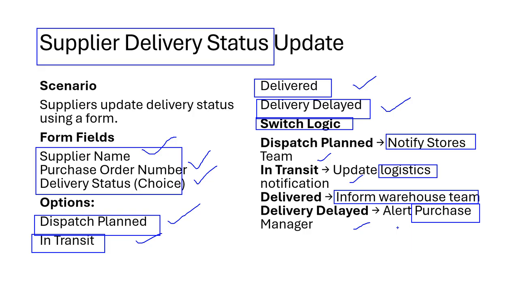Yes. Try, just for 3 or 4 or 5 minutes. If you are not able to get it, I will help. If there is any challenge, or you are not able to understand the question, tell me and I will tell you how to do it. First, create a Microsoft Form with 3 fields: supplier name, purchase order number, delivery status. Delivery status should be a choice, a drop down, which they have to select.